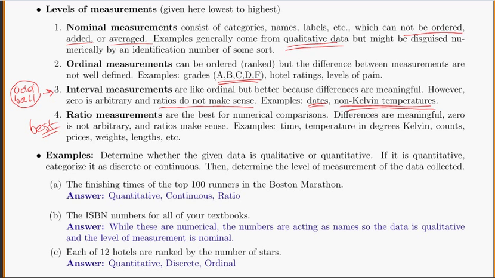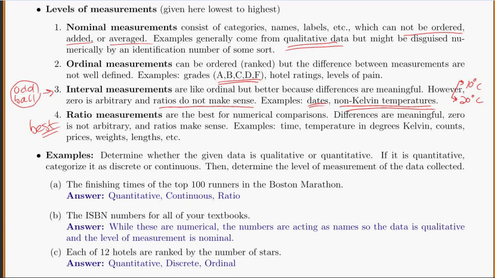If you look at temperature 10 degrees Celsius and 20 degrees Celsius, you know that 20 degrees Celsius is warmer, so you can order them. You know it's 10 degrees warmer, so you can get differences. But the ratio doesn't really make sense. 20 degrees Celsius is actually not twice as hot. The molecules are not moving. It takes a little bit of chemistry to understand what I'm talking about, but 20 degrees is actually not twice as hot as 10 degrees.